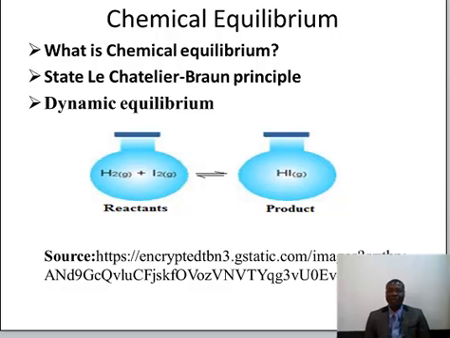Now, what do you mean by dynamic equilibrium? When you look at the screen, you will see that both the reactants and the products have the same composition. They have the same amount. In a situation where you have such a scenario, it is referred to as dynamic equilibrium.